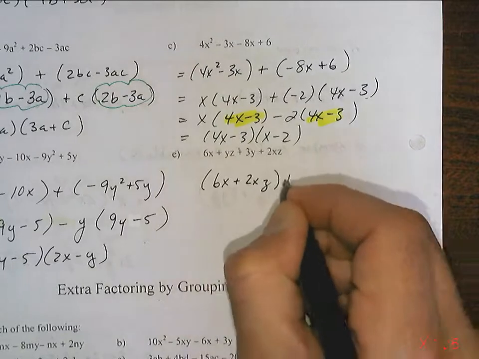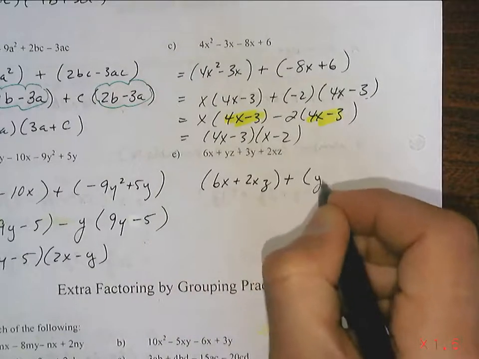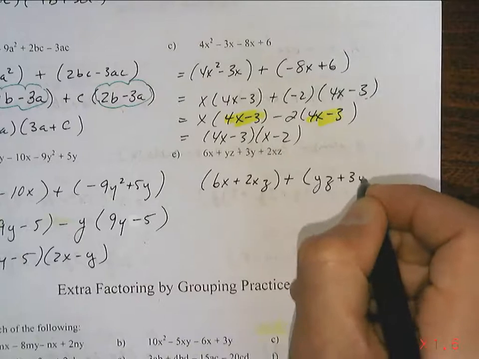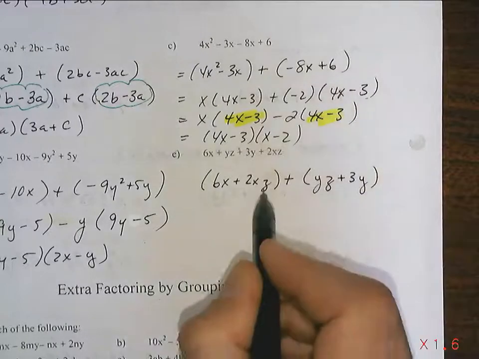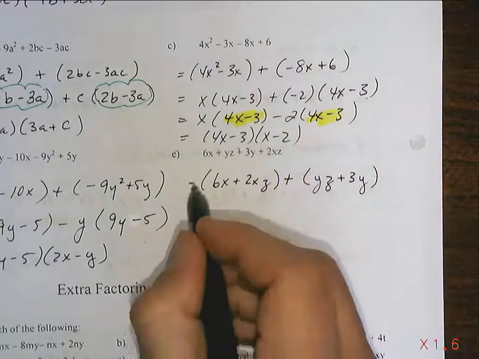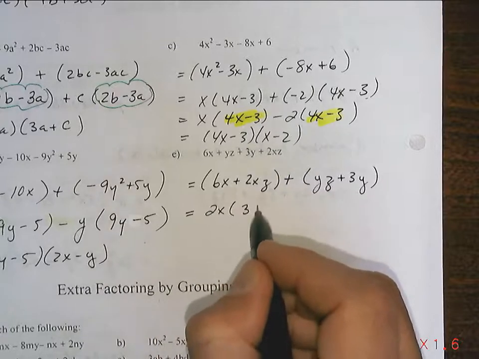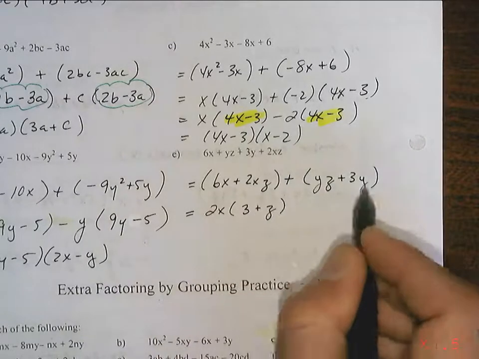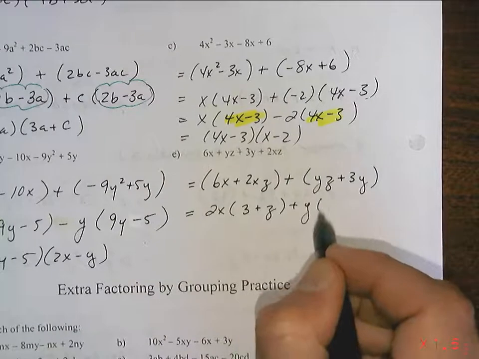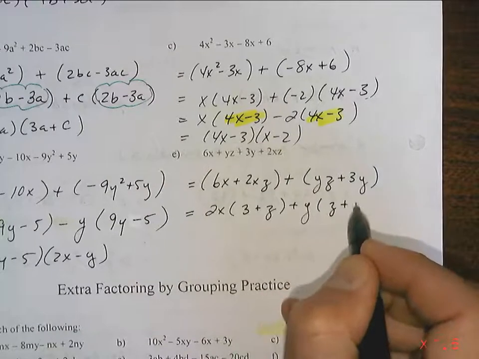Okay, so those two plus. And then this is going to be yz plus 3y. And yes, my z's look like 3, but they're not, so deal with it. So what are we going to do next? We're going to common factor out a 2x. It's going to leave me with a 3 plus z. And this one I'm going to common factor out a y. And it's going to leave me a z plus 3.